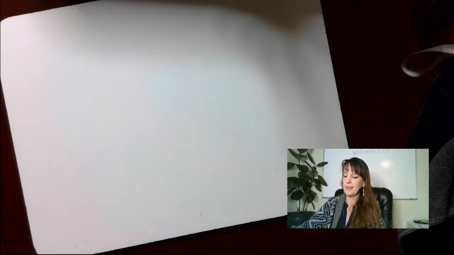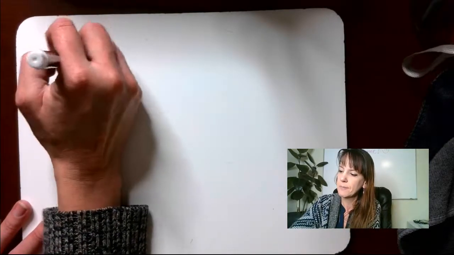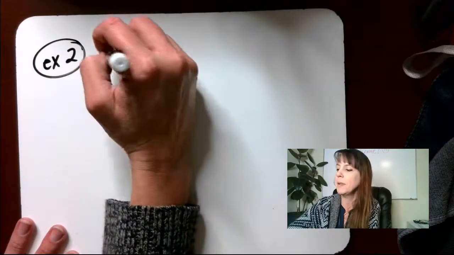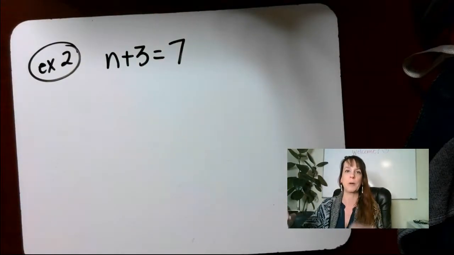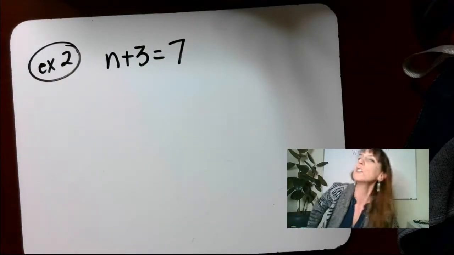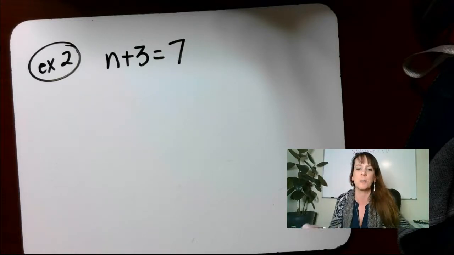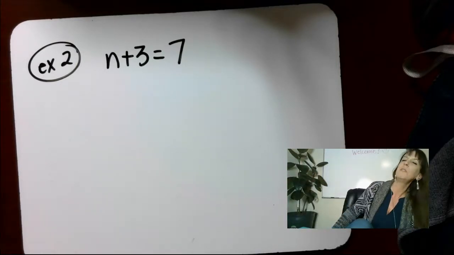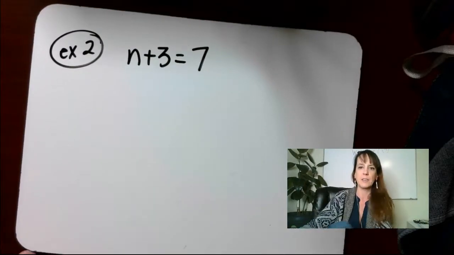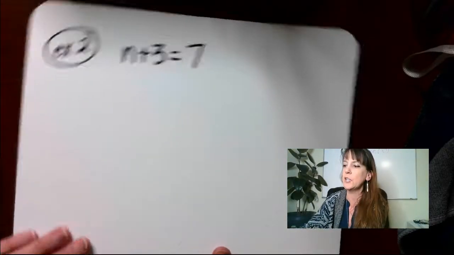All right, guys. Example number 2. N plus 3 equals 7. So guys, we always do the inverse, right? The inverse operation of addition is subtraction. The inverse operation of subtraction is addition. The inverse operation of multiplication is division, and the inverse operation of division is multiplication.